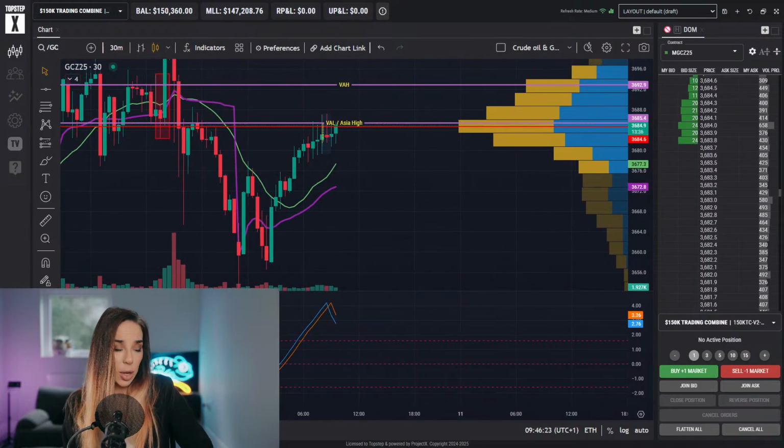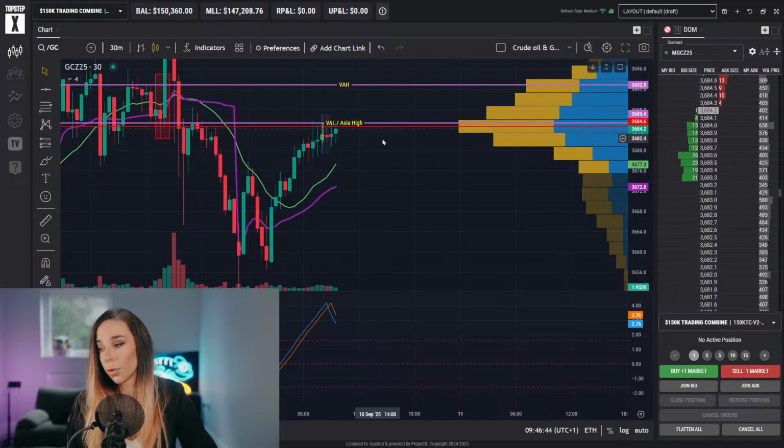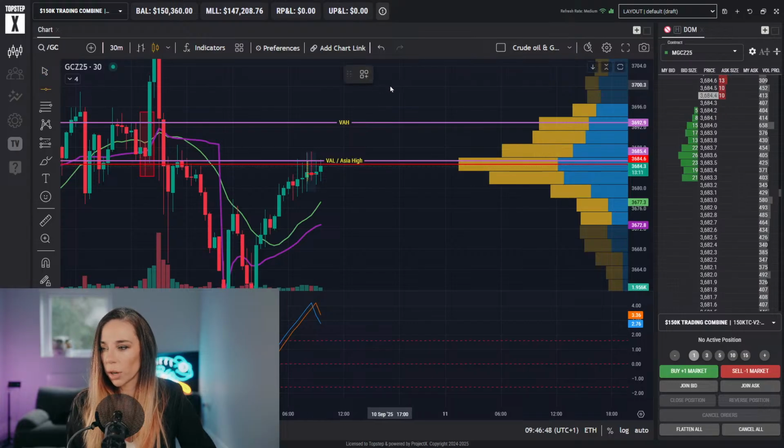How much space do we have on the day? That's another measure. So let's have a look at the average daily ranges. All right, so daily ranges and session ranges, I can see that we actually have quite a lot of space. So the ADR, which is a 24-hour exhaustion level, falls at 3702.4. So loads of space until we get there.